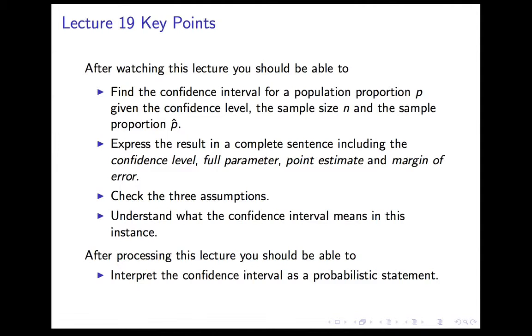Okay, here's what you should know. After watching this lecture, you should be able to find the confidence interval for a population proportion p given the confidence level, the sample size n, and the sample proportion p hat. Or if you know n, the number of successes is enough. You should be able to express the result in a complete sentence including the confidence level, full parameter, point estimate, and margin of error. You should be able to check the 3 assumptions, and you should understand what the confidence interval means in this instance. Once we've had time to think a little bit, you should be able to interpret the confidence interval as a probabilistic statement. It is making a probabilistic statement about samples. It's telling you what is true of a certain percentage of all samples. Next time, we'll talk about means and numerical variables.